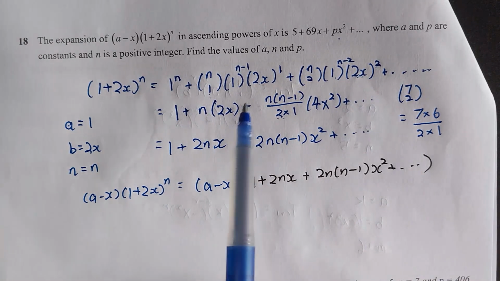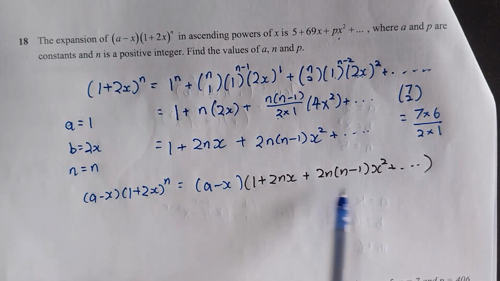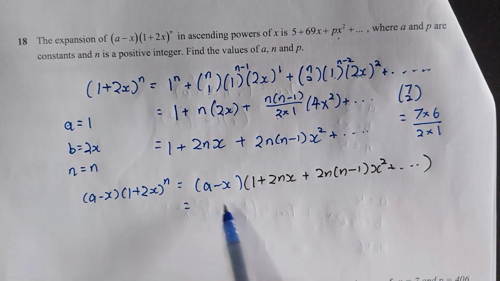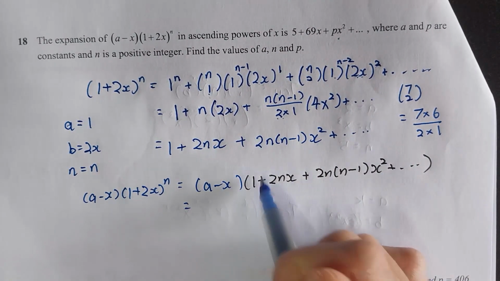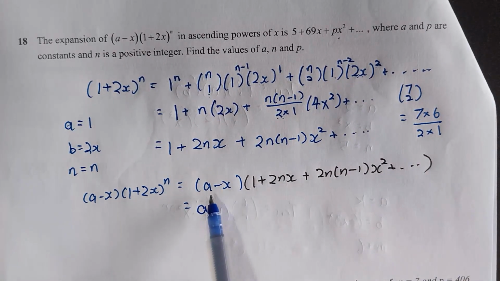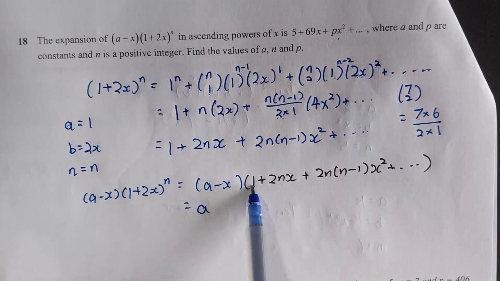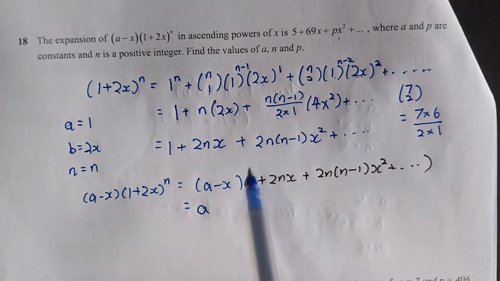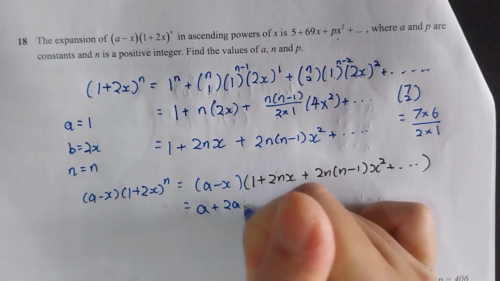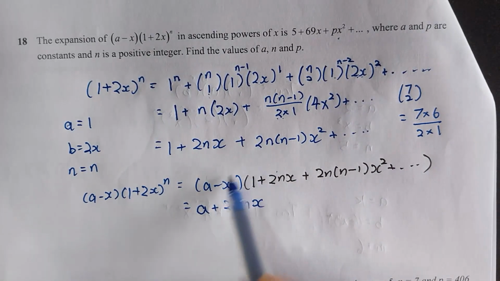Just to look at the question again, they told us that if we expand this, the first 3 terms will be here. So let's expand this first. We will get a. Okay, let's be a bit systematic. So we will look for all the constant first. And this is the only one that will give us constant. Next, let's do it for the x term. So this will give us the x term. So we have 2anx. This will also give us the x term.